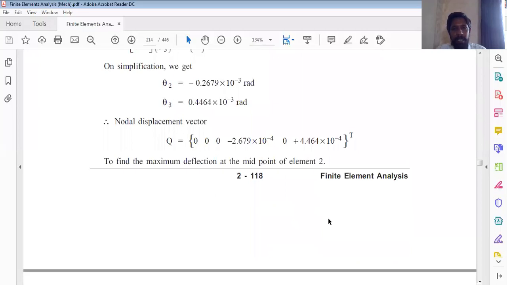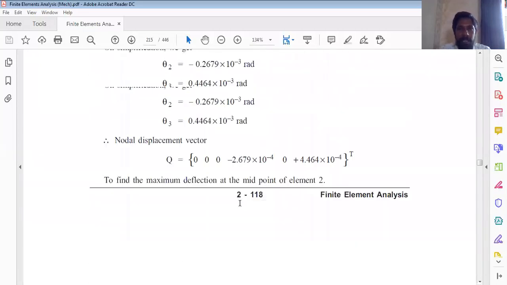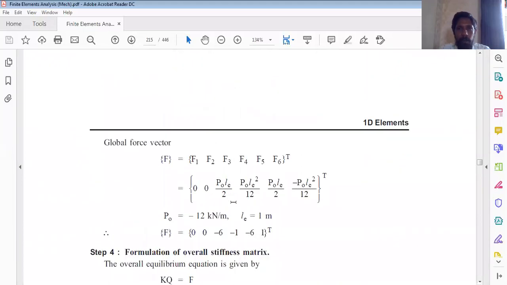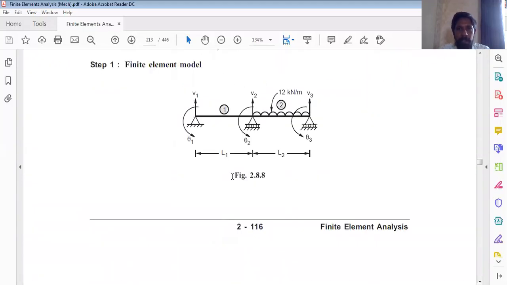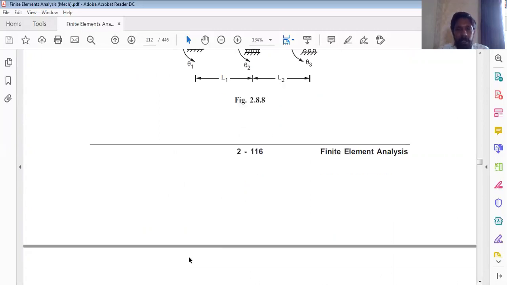So to find the maximum deflection for the beam carrying UDL, the value of zeta is considered from node 2 to node 3 as minus 1 to plus 1. So the value of zeta from node 2 to node 3 is considered as minus 1 to plus 1, and the maximum deflection again is at the center of the UDL.